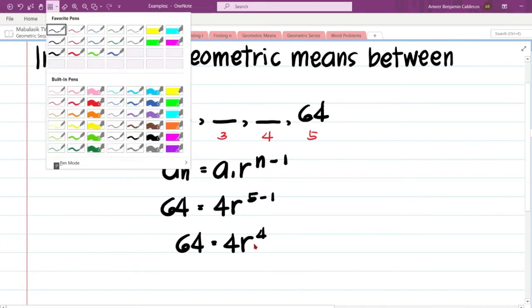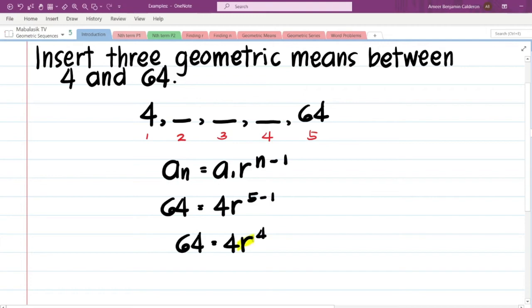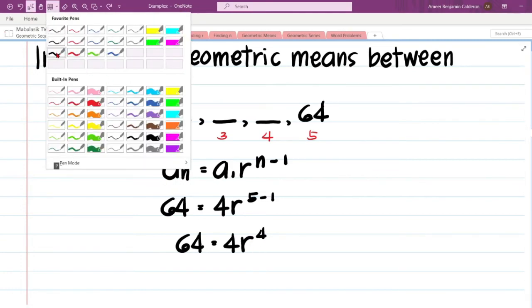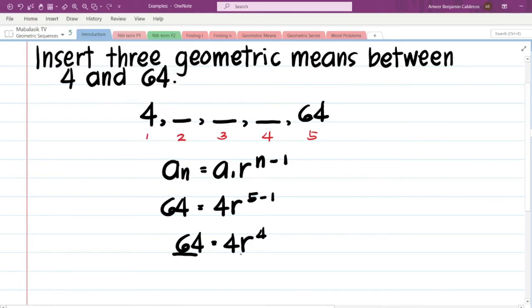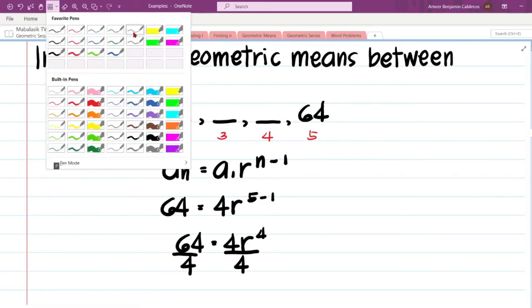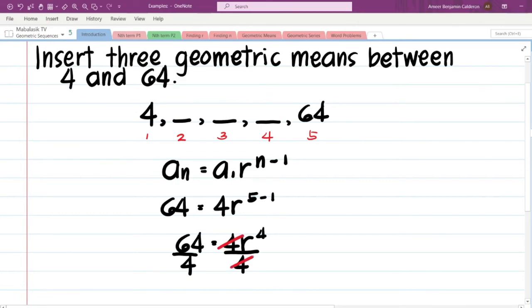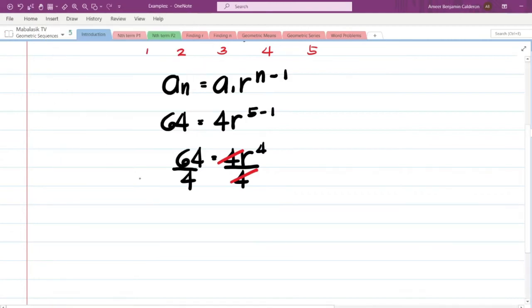Since we are solving for r here, and it has a numerical coefficient and an exponent, we want to eliminate both of those. But perhaps it is easier for us to just eliminate the numerical coefficient first. If we divide both sides by 4, we cancel 4, we are left with r to the fourth. So therefore, 64 divided by 4 is 16, equal to r to the fourth.